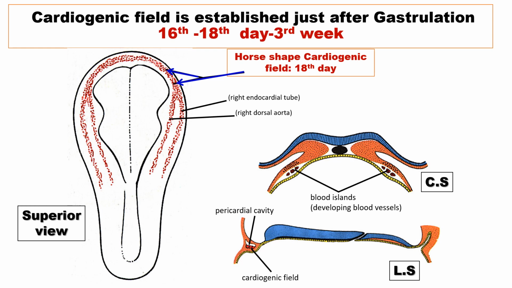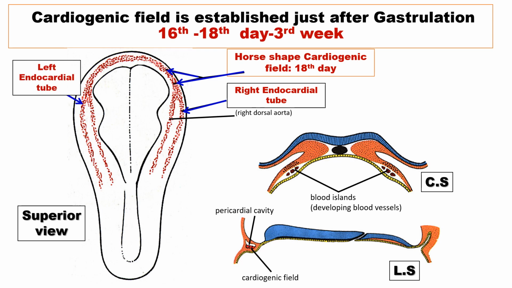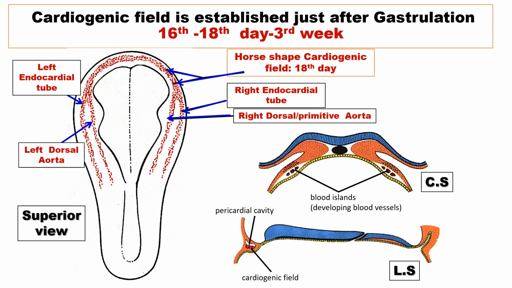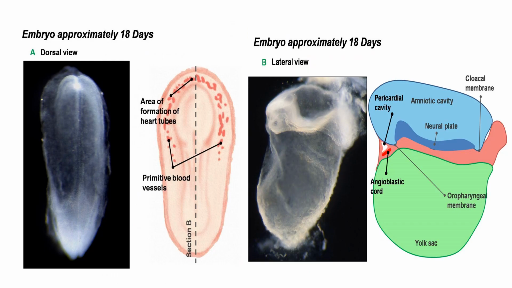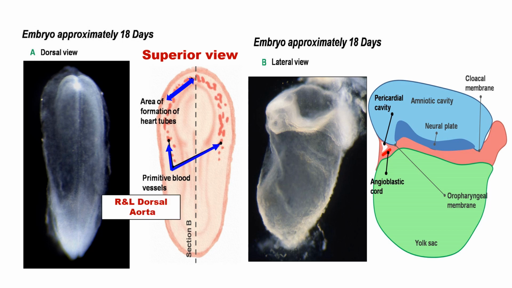The horseshoe-shaped cardiogenic field presents a right endocardial tube and a left endocardial tube. Caudally, it is connected to the dorsal or primitive atria, and the right and left dorsal aorta. In a cross section at this level, you can see the right and left endocardial heart tubes. In longitudinal section, the cardiogenic field appears on the most cranial part of the trilaminar embryonic disc. Dorsal or superior view shows the area of formation of the endocardial heart tubes, caudally connected to the right and left dorsal aorta.